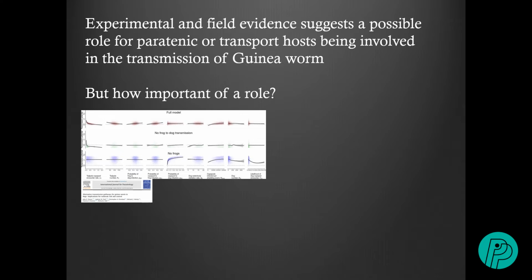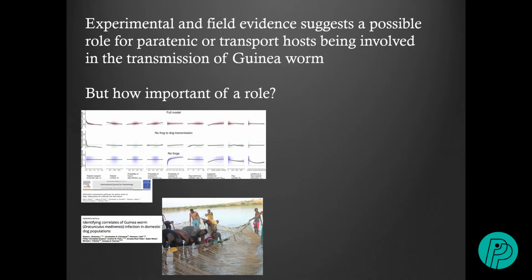But on the other hand, they could be important for actually suppressing transmission if they're ingesting large numbers of parasites in the environment, but then a large number of them are not being ingested by dogs. So the problem is we don't know how many frogs or tadpoles a particular dog would eat in a given year. So it's really hard to gauge how important of a role that may play for transmission.